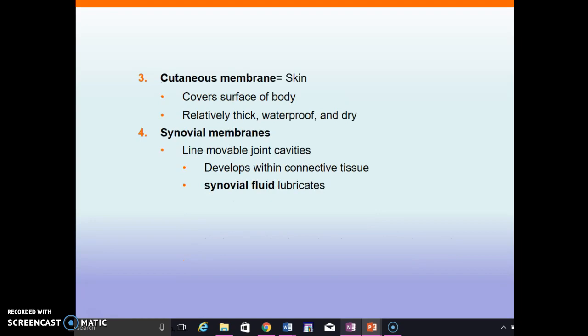The third membrane is the cutaneous membrane, or the skin. It covers the surface of our body and is thick and waterproof and dry. It's a barrier. And the fourth type of membrane are synovial membranes. Synovial membranes line movable joints, such as your elbow and your knee. It produces synovial fluid, which lubricates and reduces friction during movement.